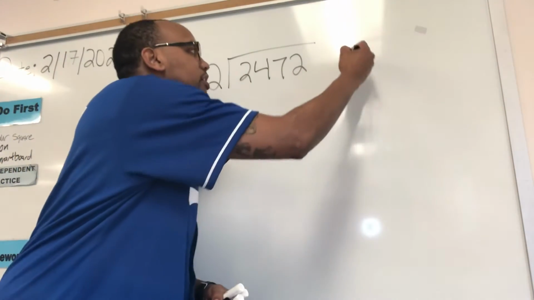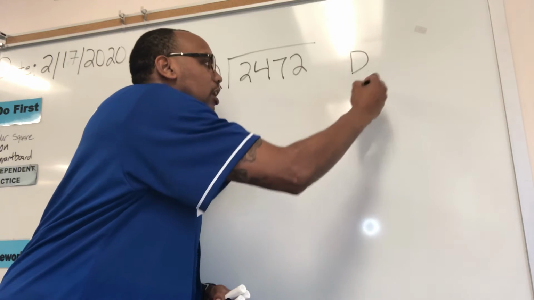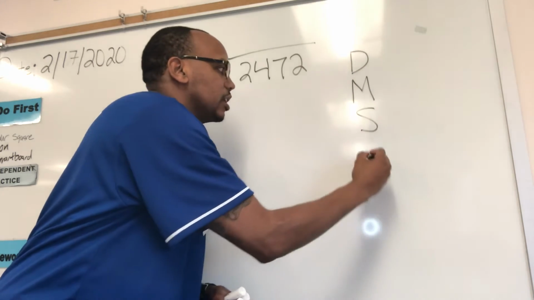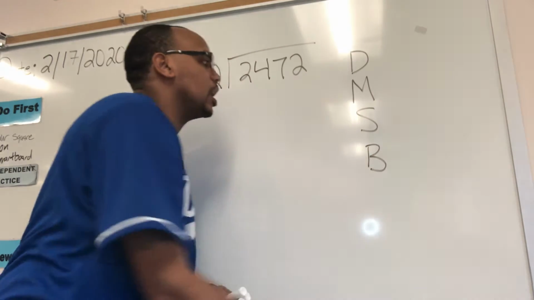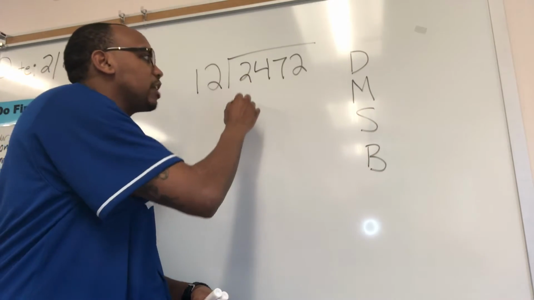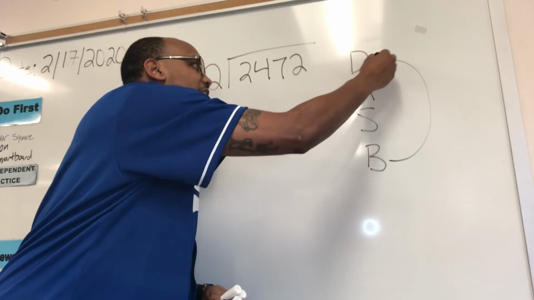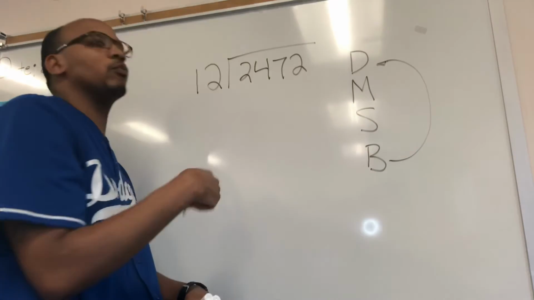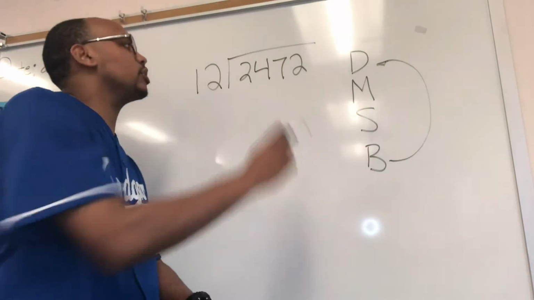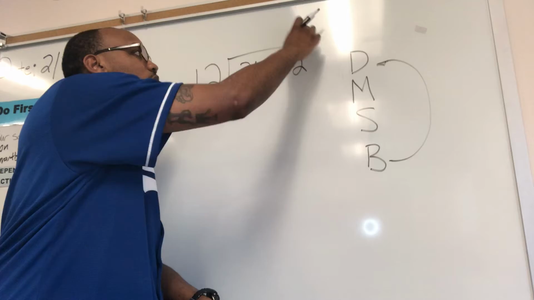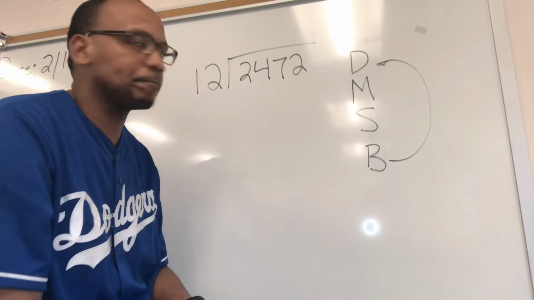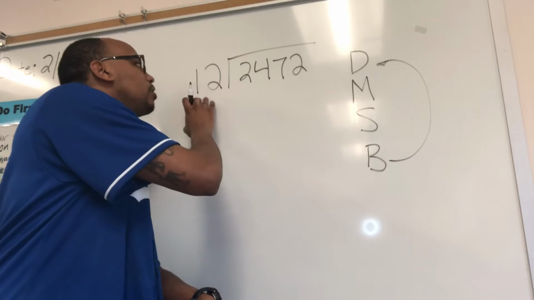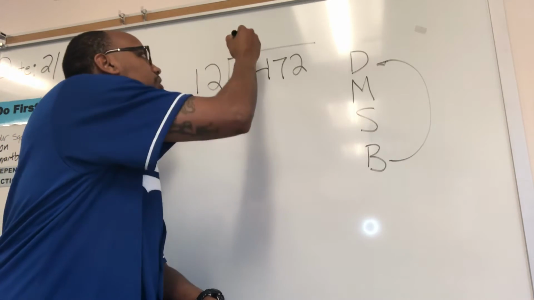The cycle of division is divide, multiply, subtract, and bring down. Once you get through a full cycle for this number, then you go back to divide, then multiply, subtract, bring down, and you keep repeating that cycle until you have an answer above each one of these numbers. All right? So, if I'm starting it off, 12 divides into 2 0 times.